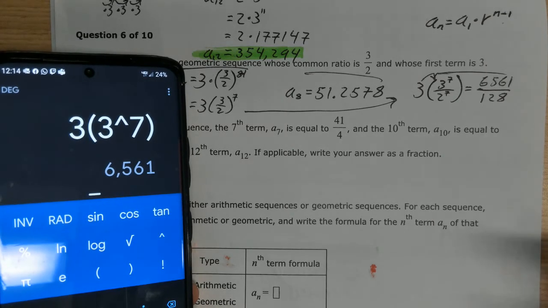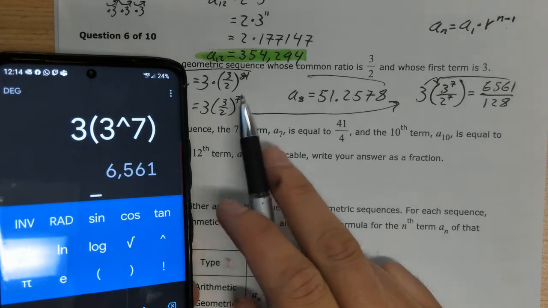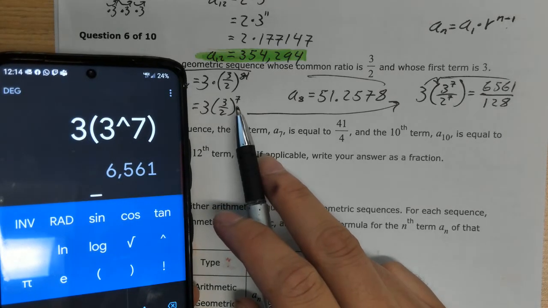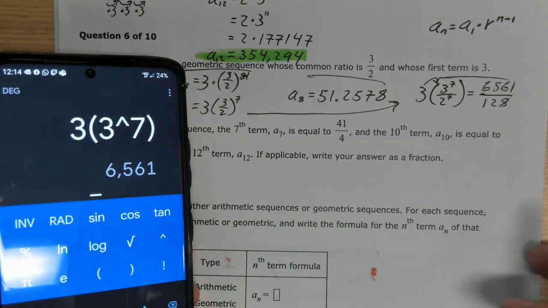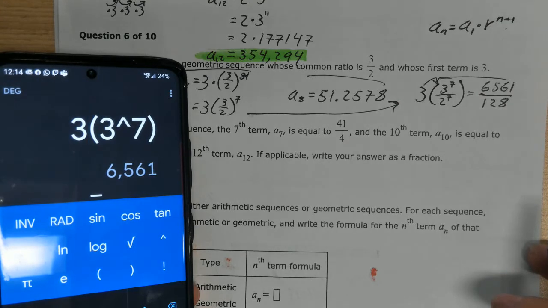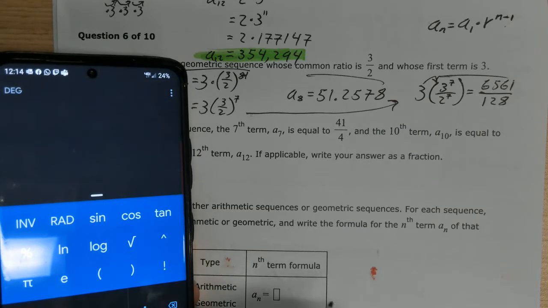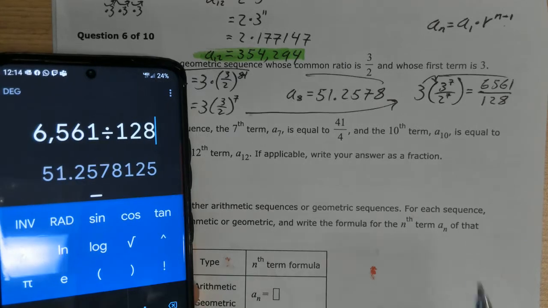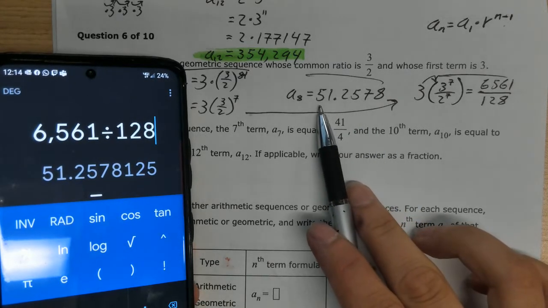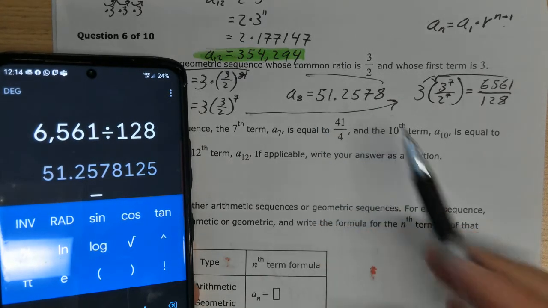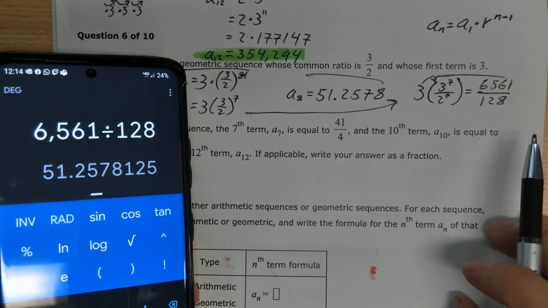So that's how they get it. They just distribute the power to the number on top and to the number on the bottom. But can you do it either way? Both of these are the exact same thing. Look, if I take this divided by 128, I get the exact same thing. So both will count. Both are the exact same answer.